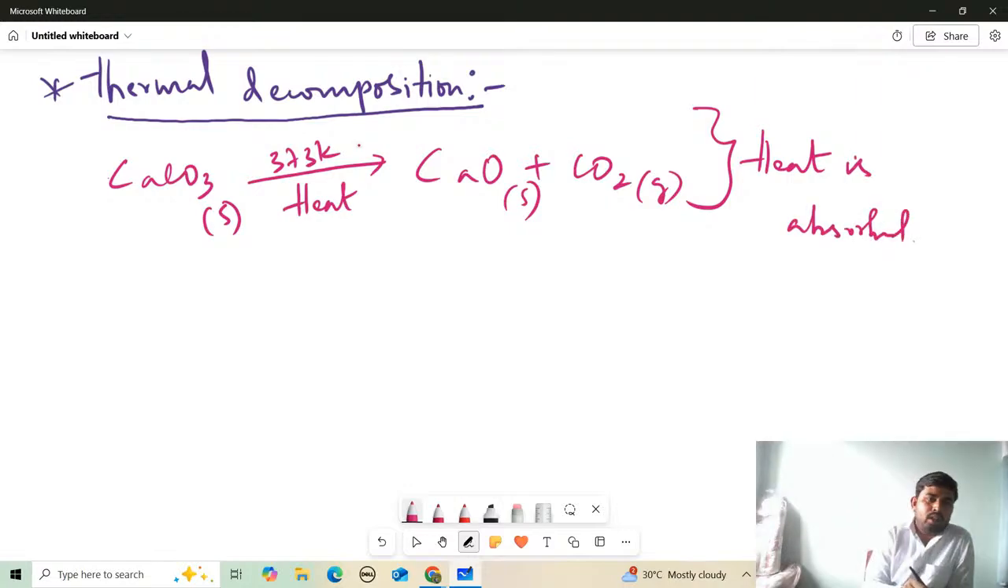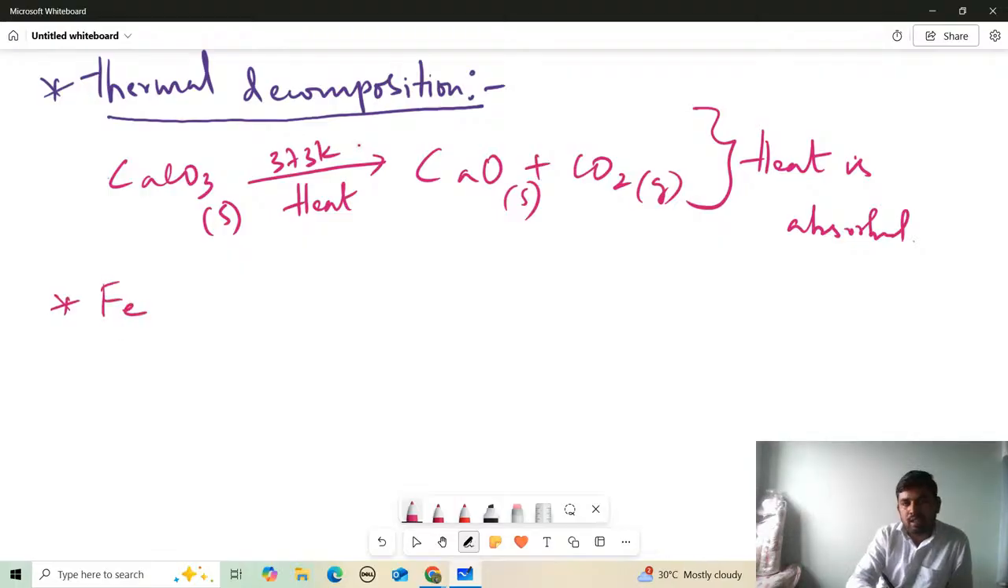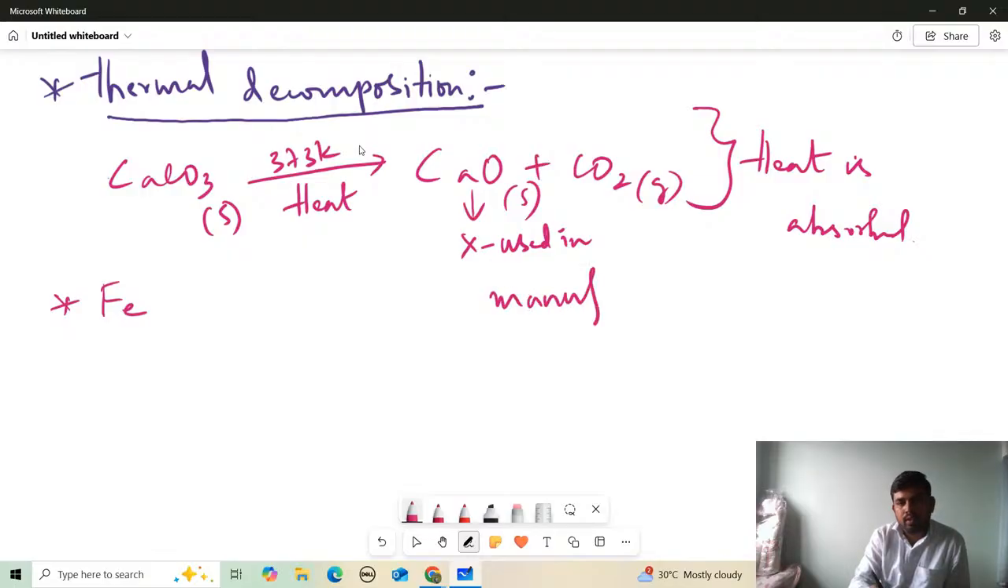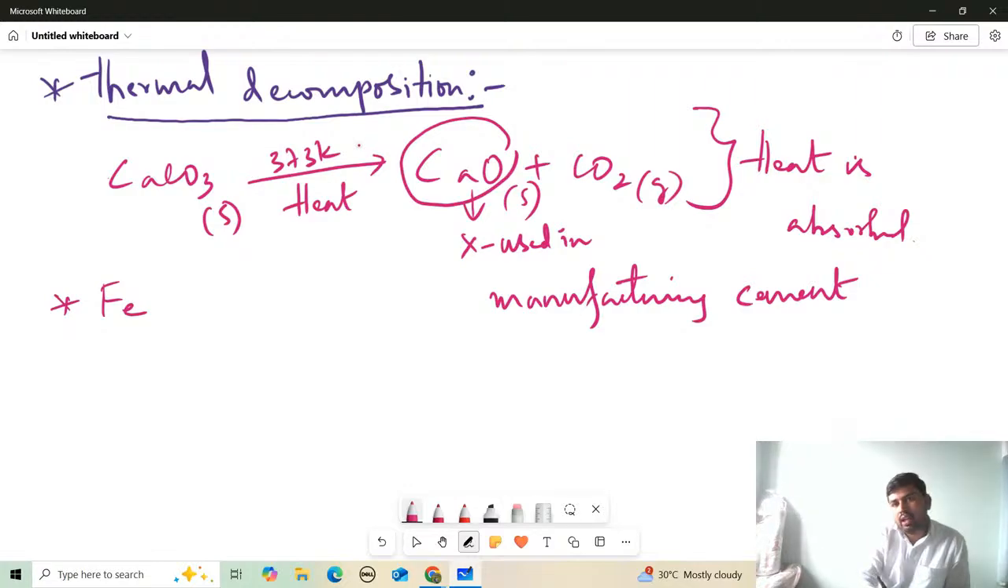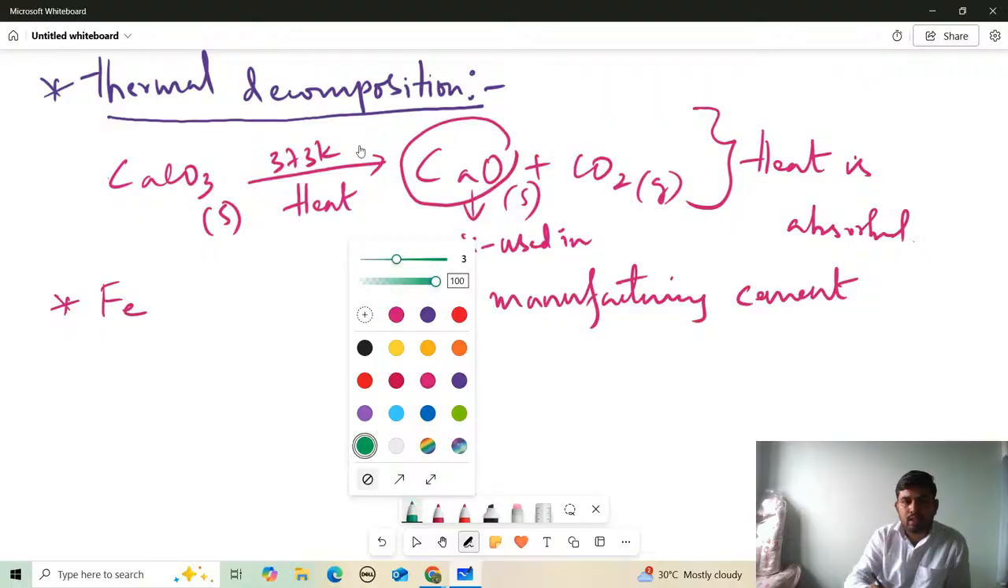Now we have the second type of reactions. Again I'm saying this: there is a chance of a compound X being used in the manufacturing of cement. What is X? X is nothing but calcium oxide. What kind of hint can they give about carbon dioxide? They can say that Y gas is produced.